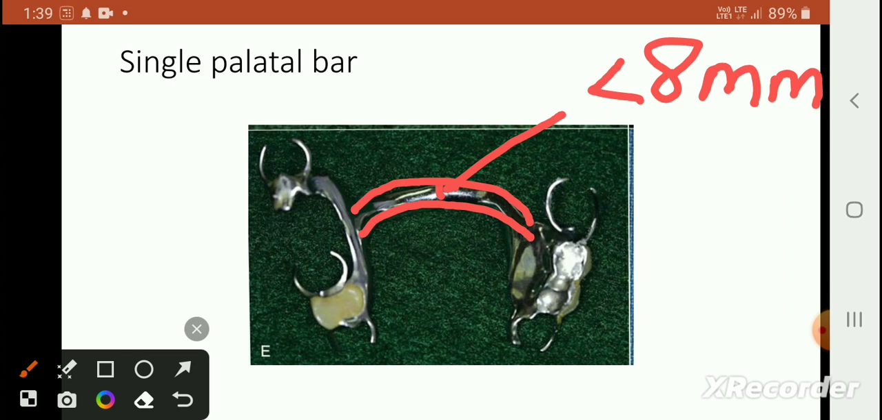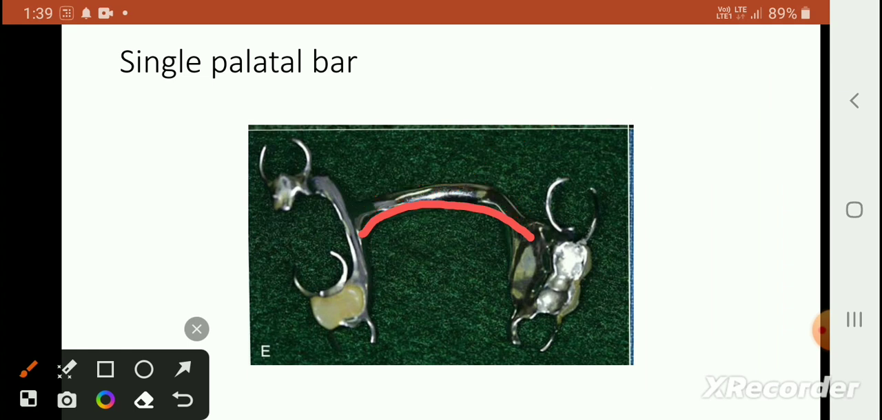So this is the bar, and it is single. It is in the palate, so it is known as the single palatal bar. It is the least logical of all palatal connectors, and to maintain the rigidity it has to be made bulky. Compared to all the other 6 major connectors, it derives the least support from the palate.